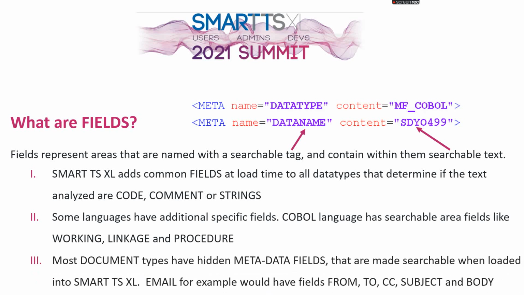Most document types have hidden metadata fields, and when loaded into SmartDS Excel, they become searchable. For example, if you were to load your emails into SmartDS Excel, you would be able to search on from, to, CC, subject, body. If you load your shared folders, your shared drives, and in them there's all kinds of Office documents, you can do searches by date created, author, version, and so forth. Let's have a look at usage of fields.